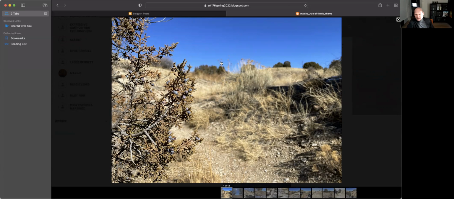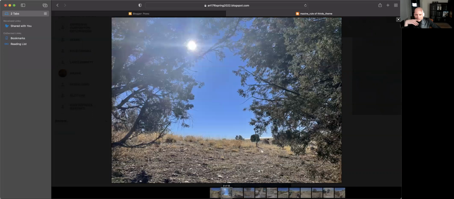Here, you've done a good job of placing the horizon. There's not a whole lot of verticals going on here, and that's okay. It is very good that I'm seeing that at least you're able to place that horizon in the correct spot. Here again, you got that horizon in the correct spot.